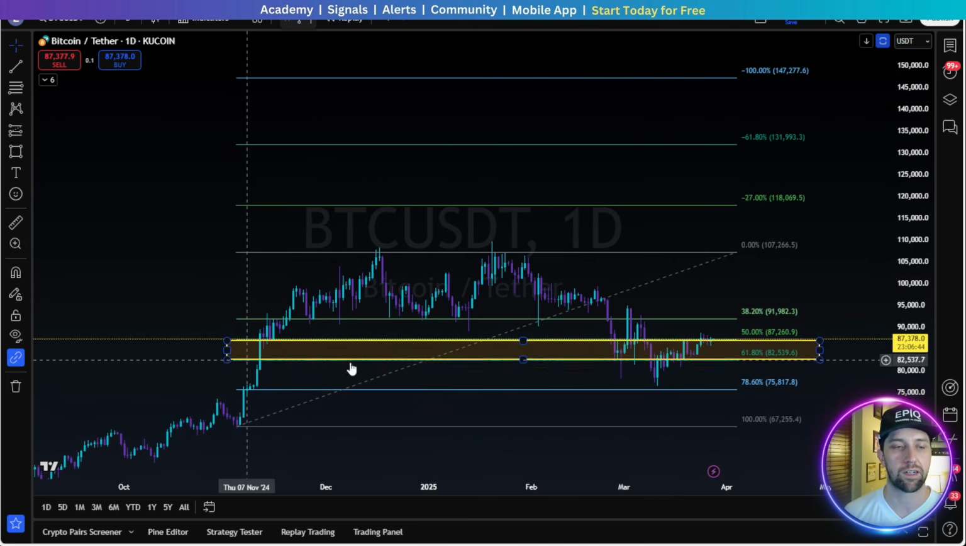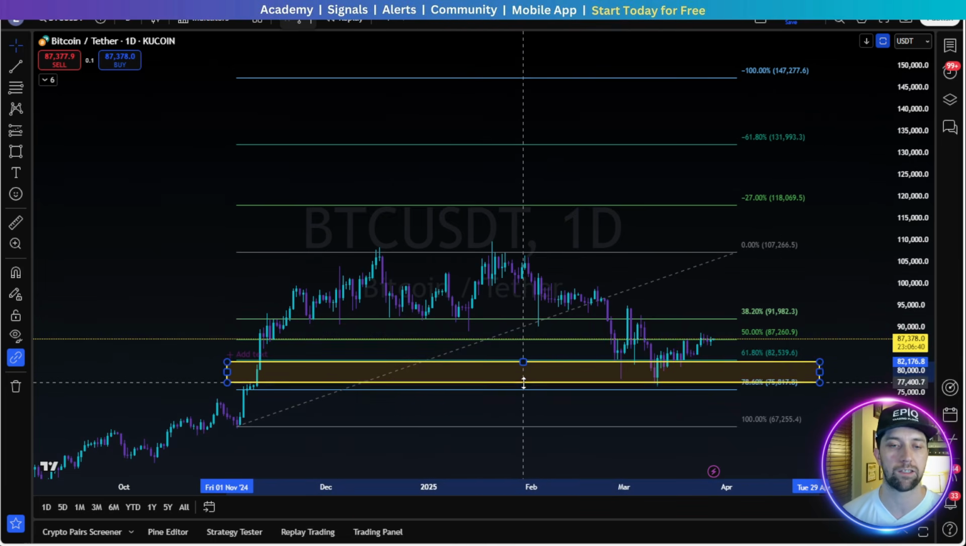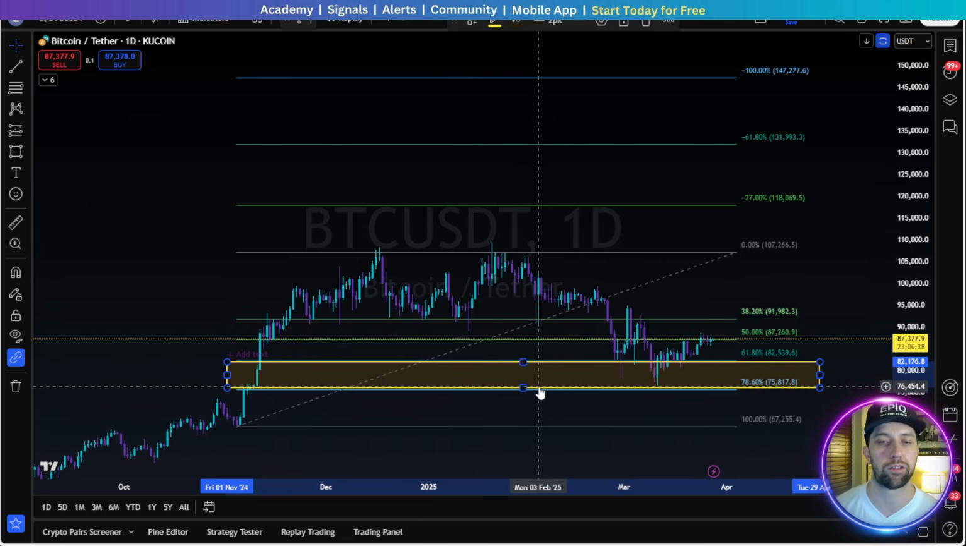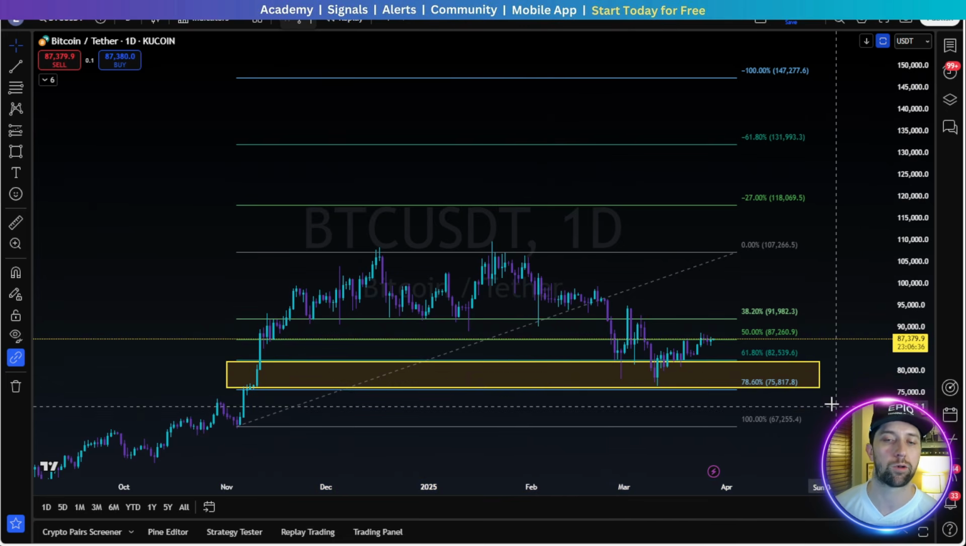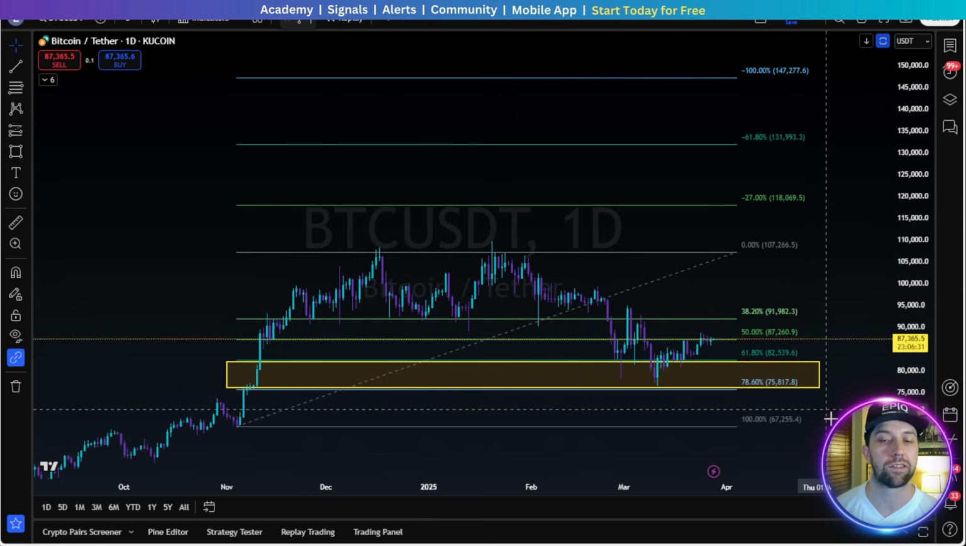Now that we've also discussed the golden pocket, the next level that I'm going to talk about is the EPIQ golden pocket, which is what I teach in the EPIQ trading floor, which is going to be the more volatile zone. Now, this is a less common support hold in Forex, stocks, commodities, things like that, but it's very common to see in the crypto space because of how much volatility there is.